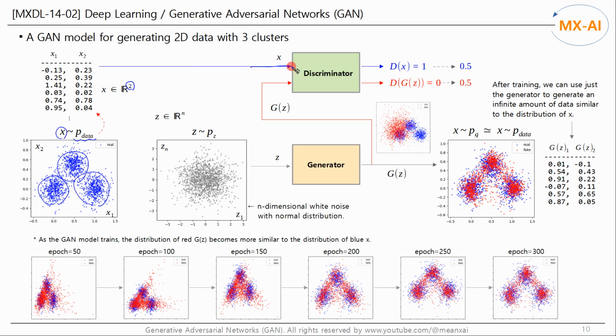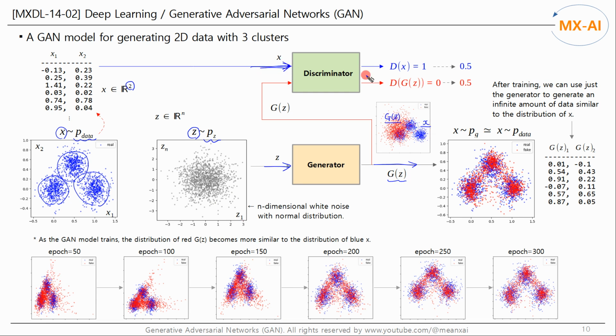The real data X is input into the discriminator network. Suppose that PZ is an n-dimensional Gaussian distribution as follows. The random noise Z comes from PZ. The noise Z is input into the generator network. The generator outputs G of Z. For example, the X and G of Z in the initial state is as follows. The red dots are fake data G of Z, and the blue dots are real data X.